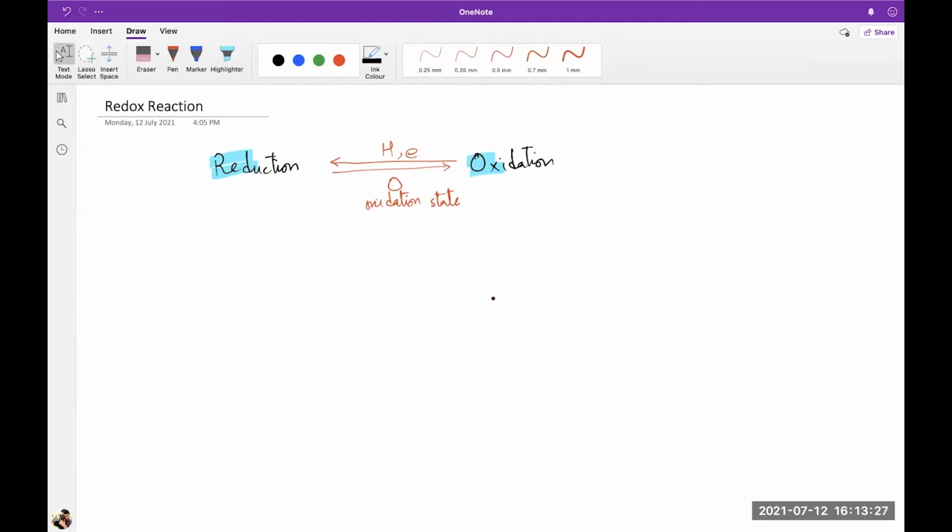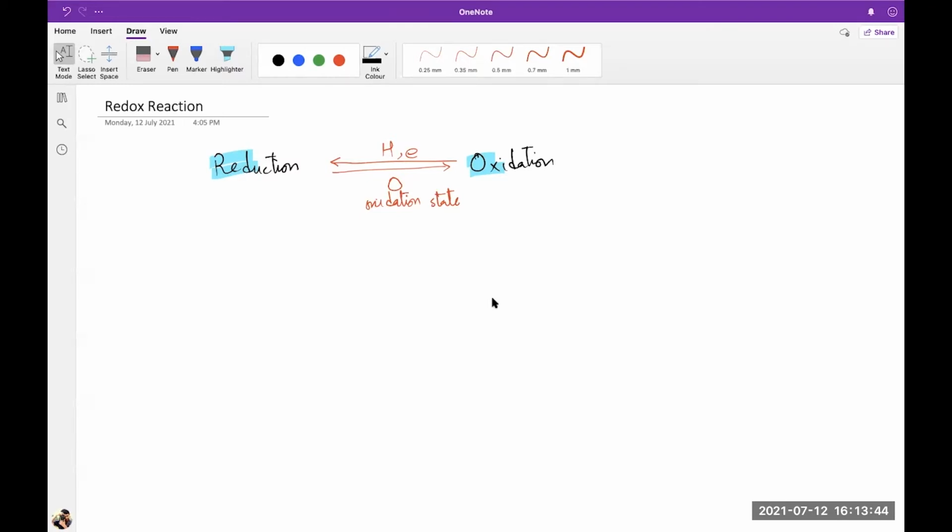If you give something a higher oxidation state, we say that this is oxidation. And if you take the oxidation state and reduce it, we say that is reduction. So those are the ways of looking at redox. You can loosely call oxidation state a charge, though it's not actually charge.